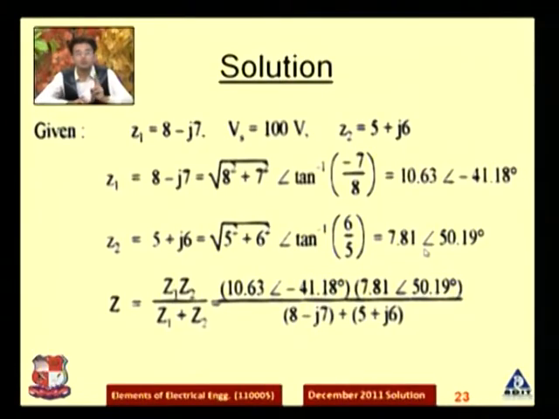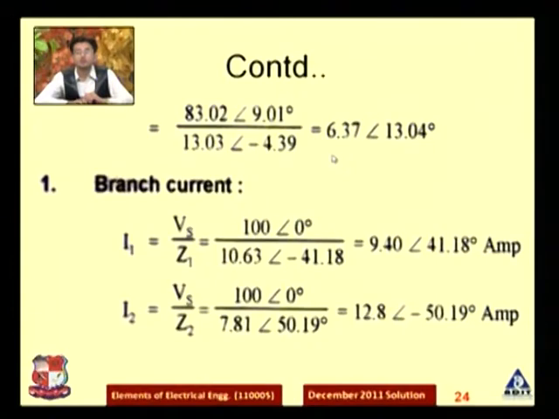Now these two impedances are connected in parallel. So you cannot simply add Z1 plus Z2. You have to do Z1 into Z2 divided by Z1 plus Z2. It is similar to a resistance circuit, right? So your answer for the total or resultant impedance is 6.37 and the phase angle is 13.04. I hope up to this you will be able to find it.